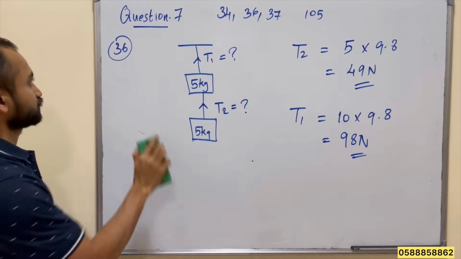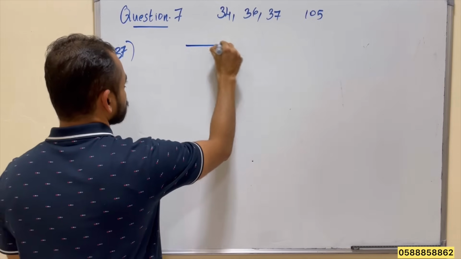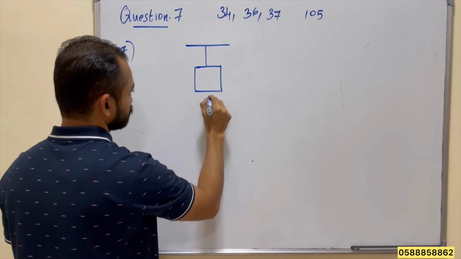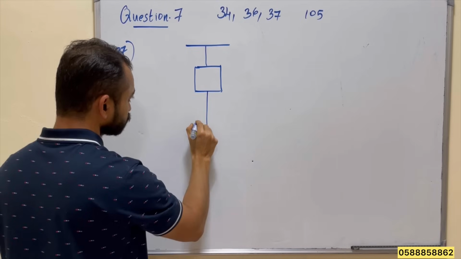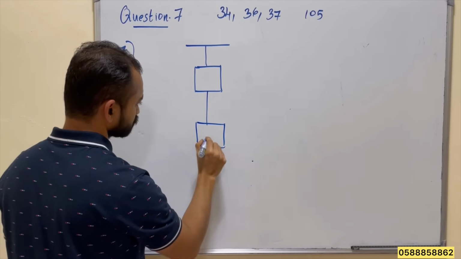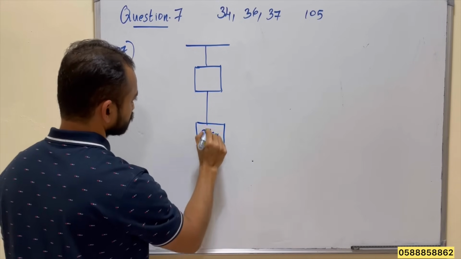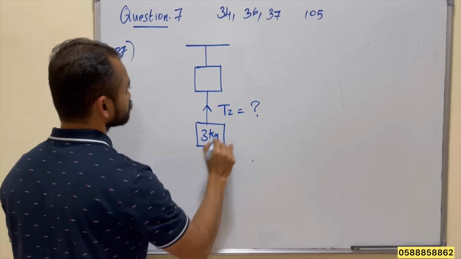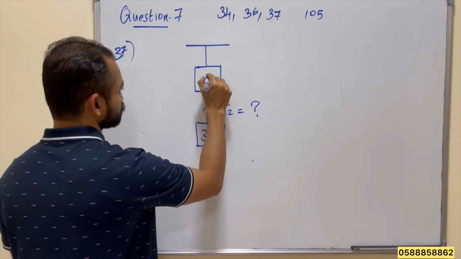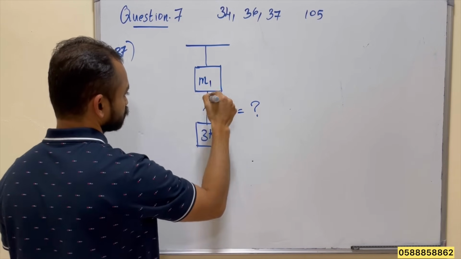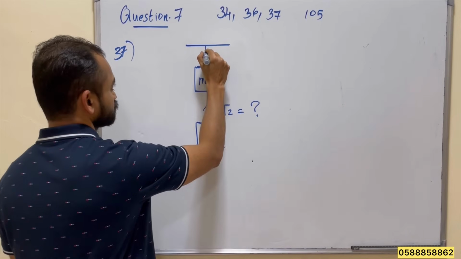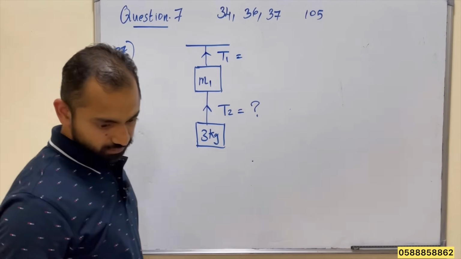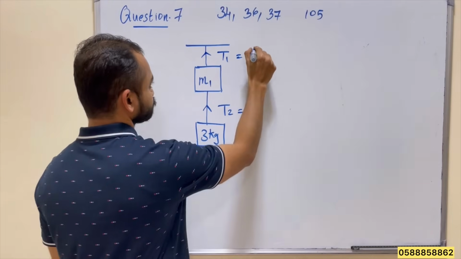Question number 37. Here there is a ceiling and there is a rope, and here there is a block, and here another block. This one is 3 kilogram, and this is T2, the tension that we need to calculate, and here we do not know this mass. That mass, M1, we need to calculate, and here the tension T1 is given as 63 Newton.